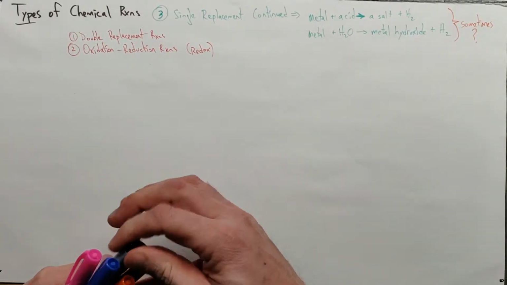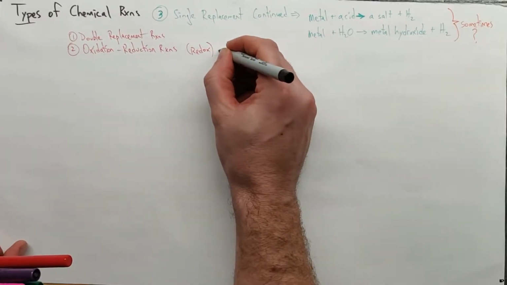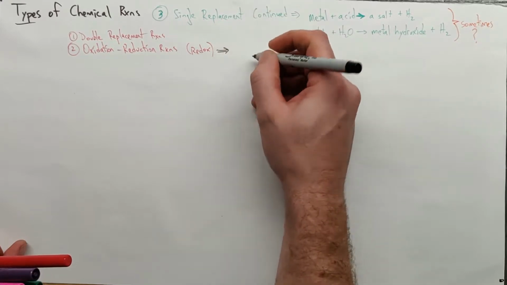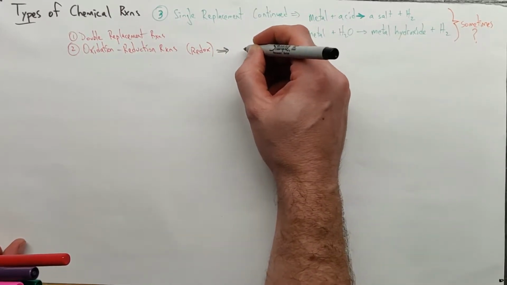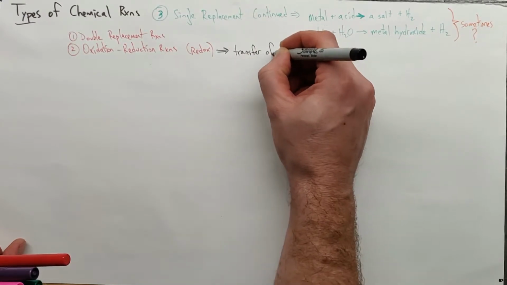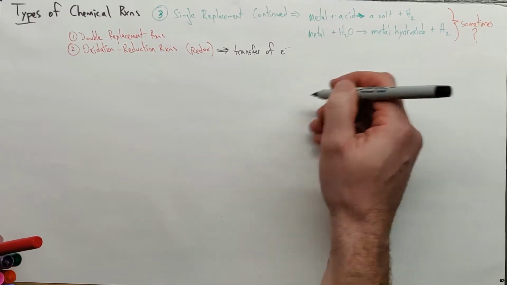And I've got a totally different set of videos that deal with oxidation-reduction reactions. But just in case no one cares about those, let's take a look here and say, the basis of oxidation-reduction reactions is a transfer of electrons. Specifically, you've got something that is gaining electrons and something that is losing electrons.